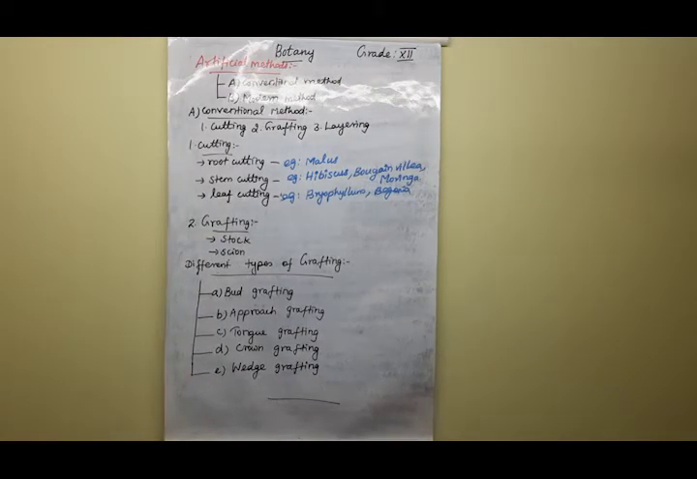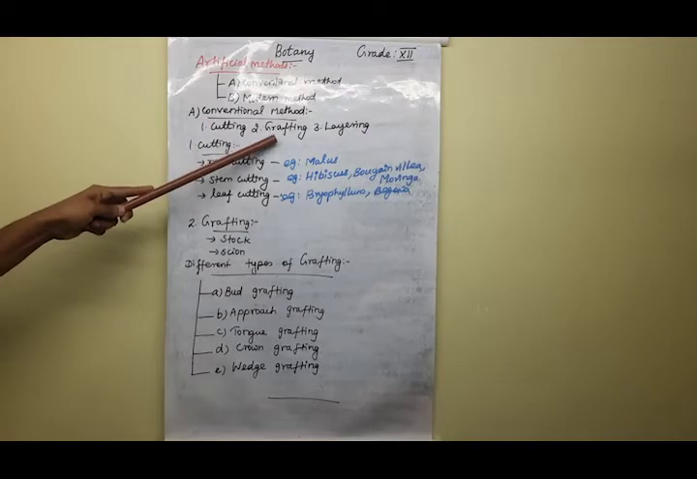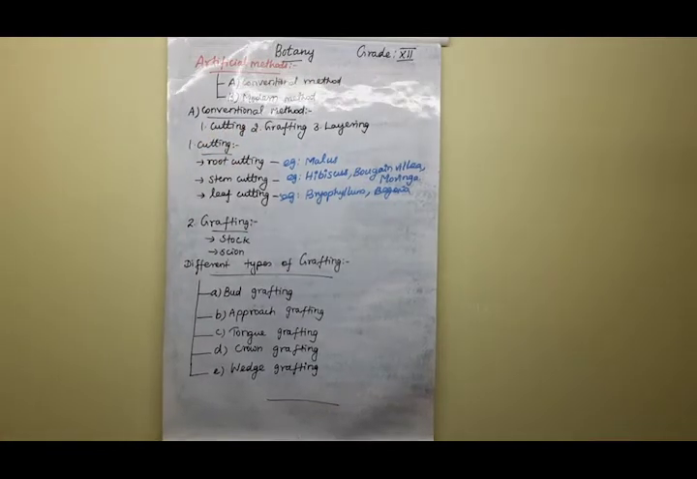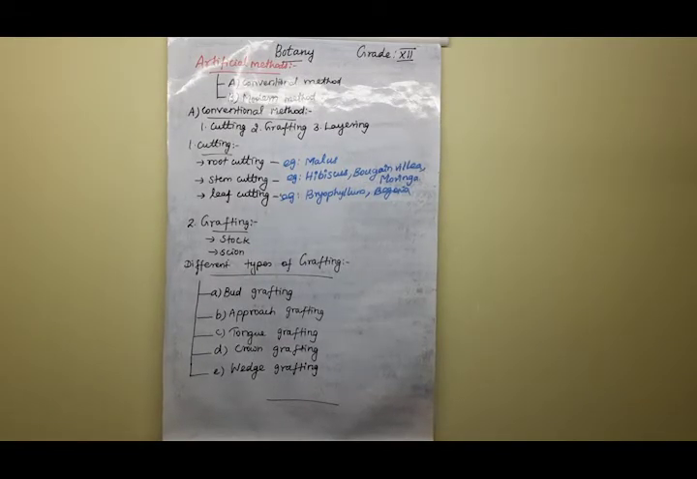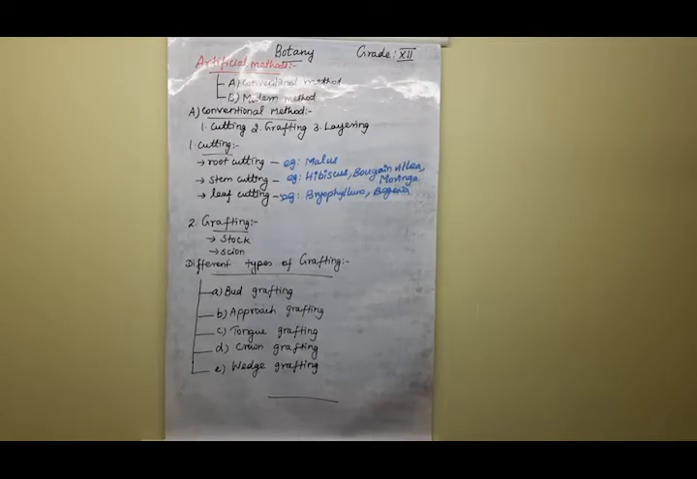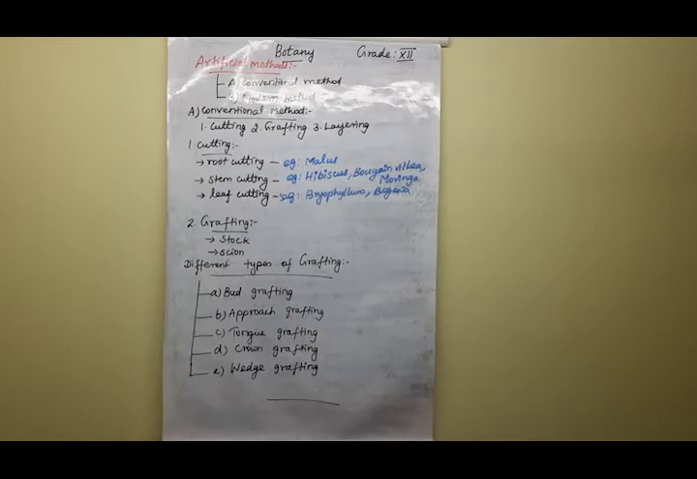Grafting is the conventional method, the second type. Two different parts we can join; that method is called grafting. Clear? Suppose we need to combine two varieties of a species so that we can produce one single plant, at that time we use the grafting method. Understood? Two different varieties.